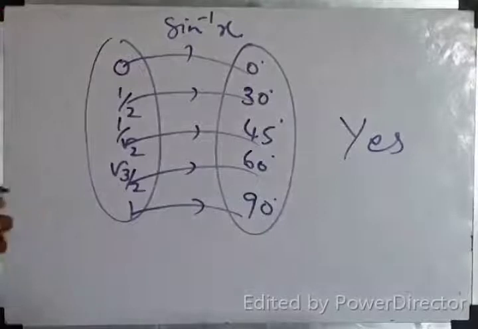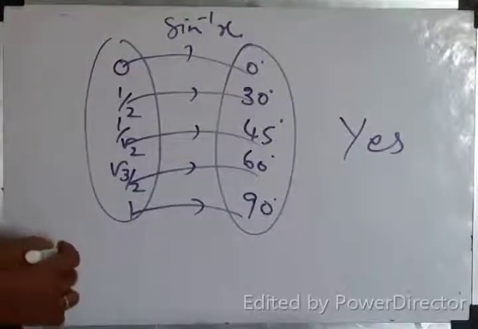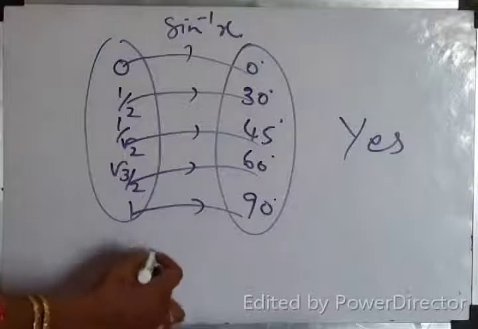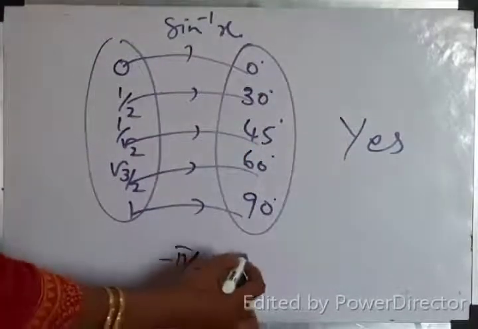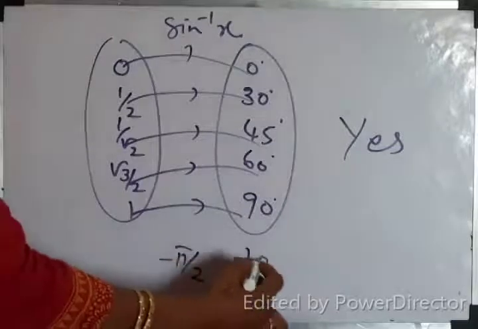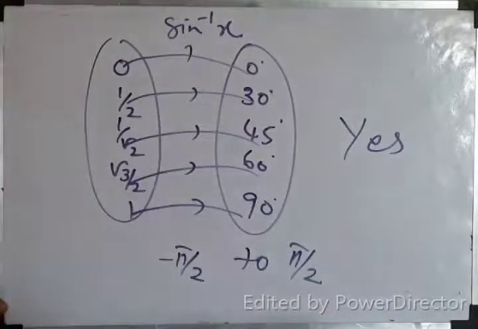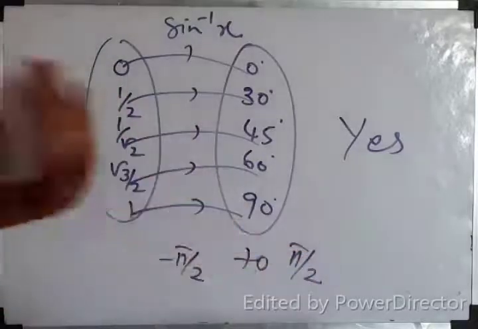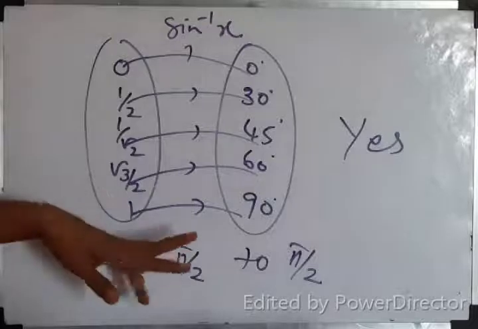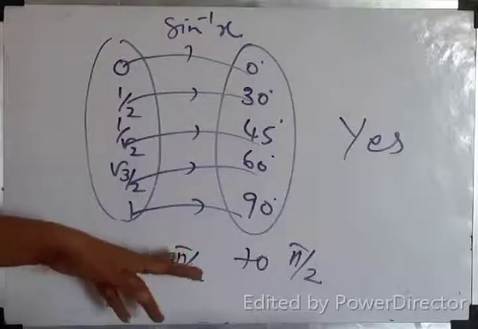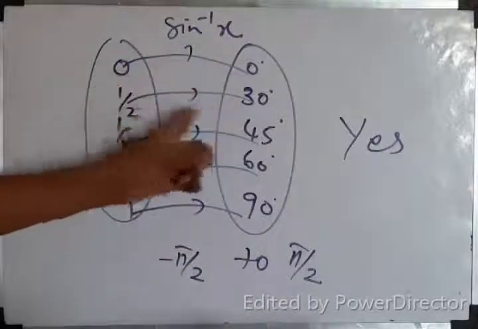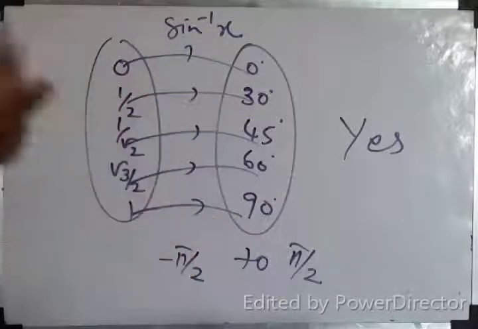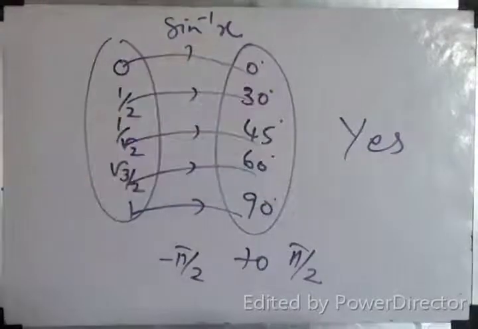So the principal value for inverse trigonometric function is similarly for minus angles also. Minus pi by 2 to pi by 2. Sine inverse x takes values from minus pi by 2 to pi by 2. From minus 90 to positive 90, each value is associated uniquely. Then only sine inverse x is a function.